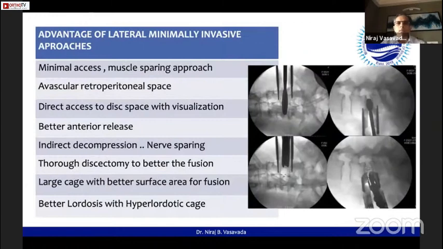Let us look at some of the advantages of lateral minimal invasive surgery or anterolateral minimal invasive surgery. It's a truly minimal access, muscle sparing approach. Avascular retroperitoneal spaces are utilized. Direct access to the disc space with better visualization than posterior surgeries. It provides us better anterior release. You can release osteophytes, you can release the disc annulus, and in some of the deformity cases, even the ALL, which is not required in most cases, through the tube in the OLIF approach. It achieves indirect decompression and prevents entering into epidural spaces. It leads to a thorough discectomy for a better fusion, a large cage with better surface area for fusion, and better lordosis with a hyperlordotic cage can be achieved.